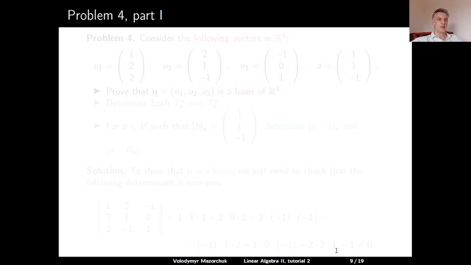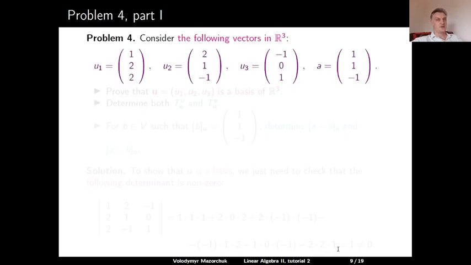Problem 4. Consider the following vectors in R3. The vector U1 is 1, 1, 2. The vector U2 is 2, 1, minus 1. The vector U3 is minus 1, 0, 1. And the vector A, which is 1, 1, minus 1. Prove that U, consisting of U1, U2, U3, is a basis of R3. Determine the transformation matrices from the standard basis in R3 to U and back.